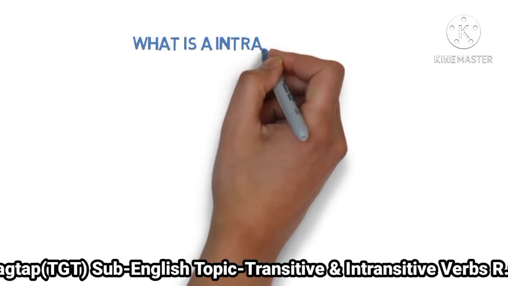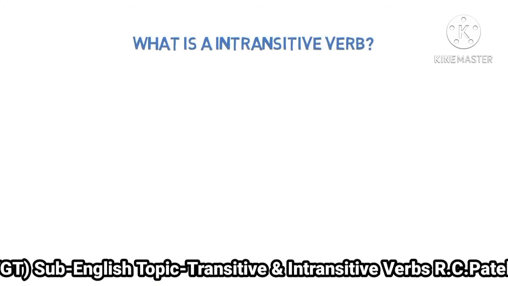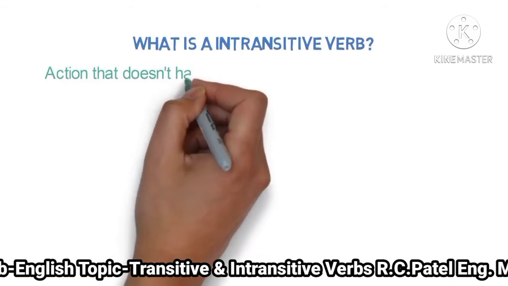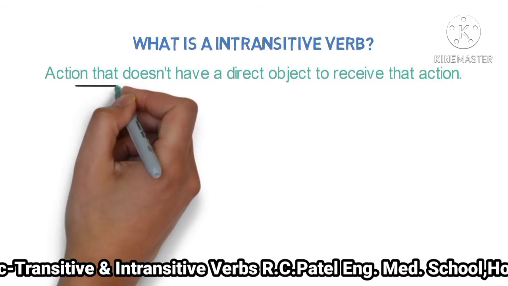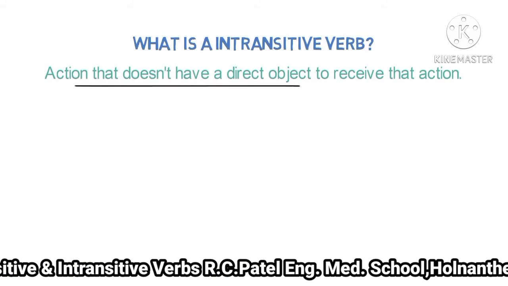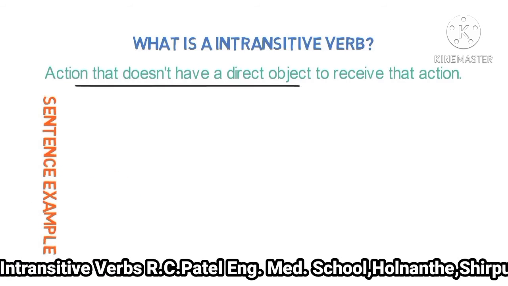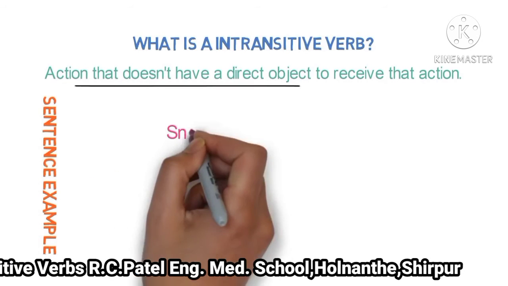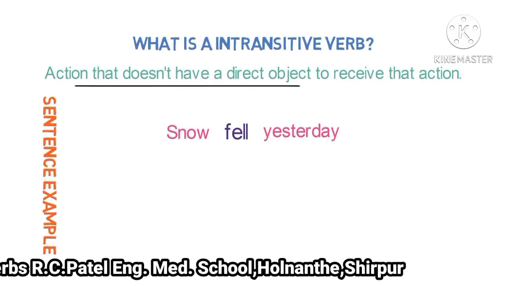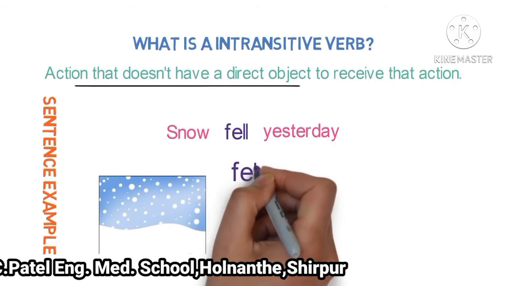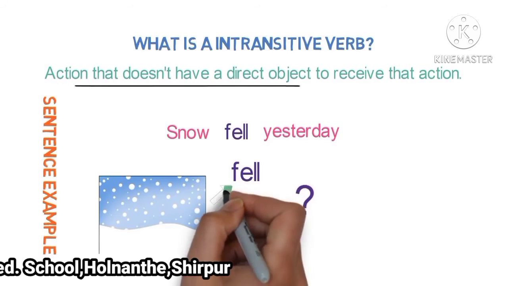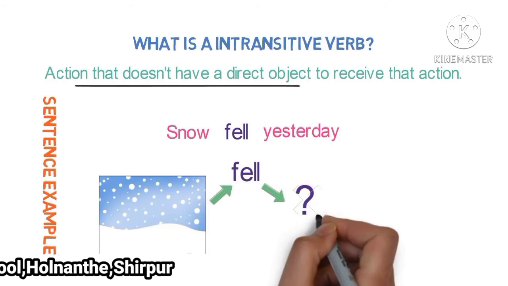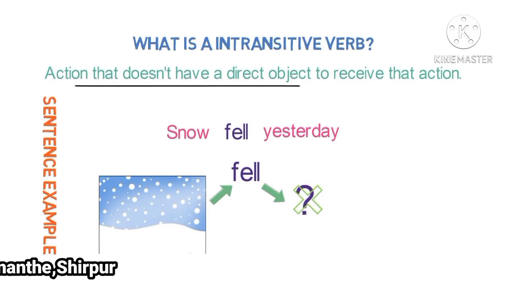Now we will move to intransitive verb. So what is an intransitive verb? An action that doesn't have a direct object to receive that action. So in transitive we saw that it has a direct object, and here it doesn't have a direct object. Now see the example. Snow fell yesterday. So fell is the verb, but it doesn't have a direct object to receive an action. So it is an intransitive verb.